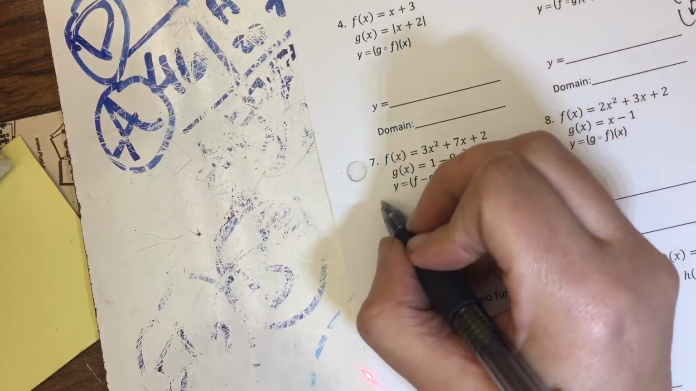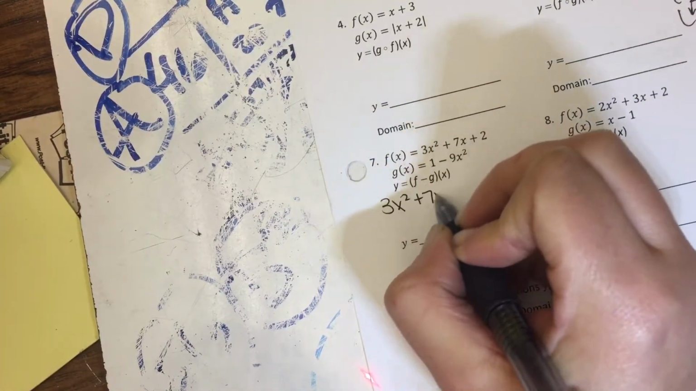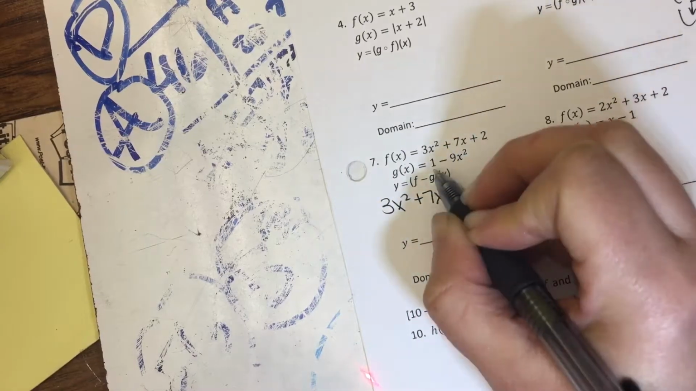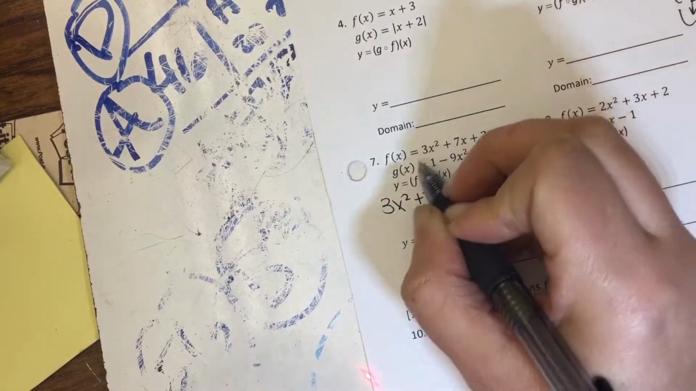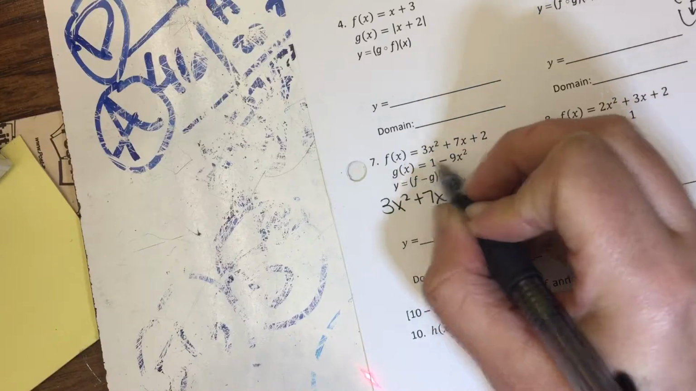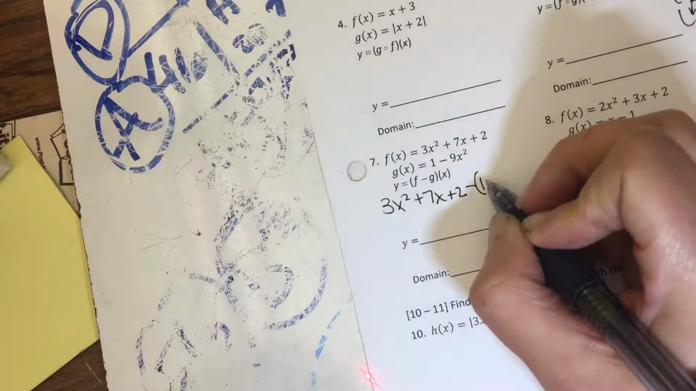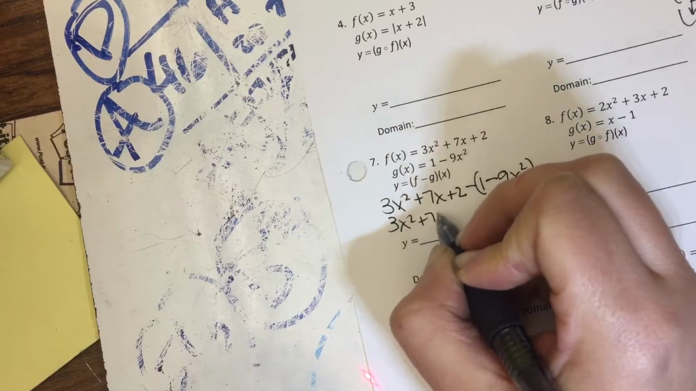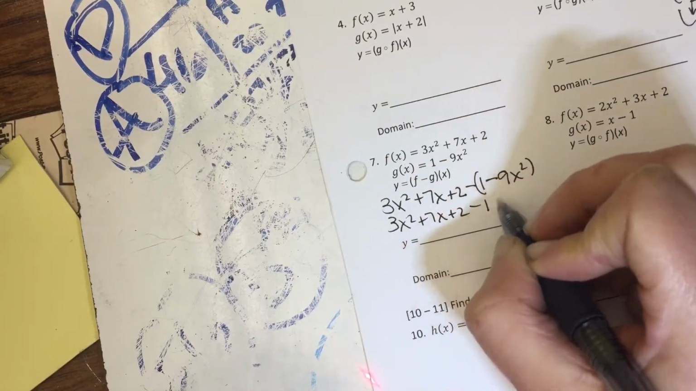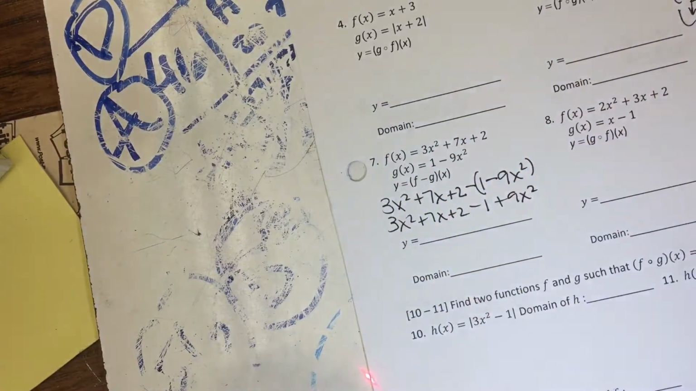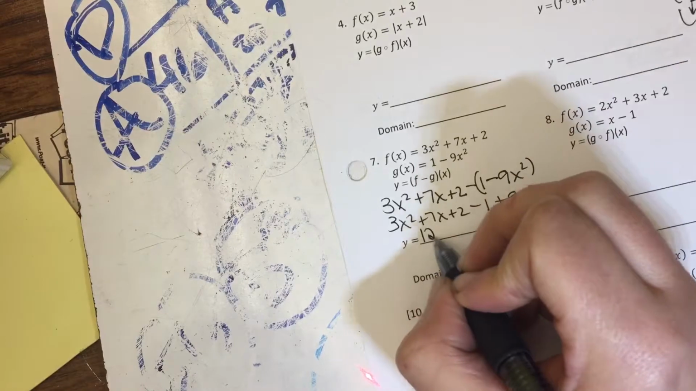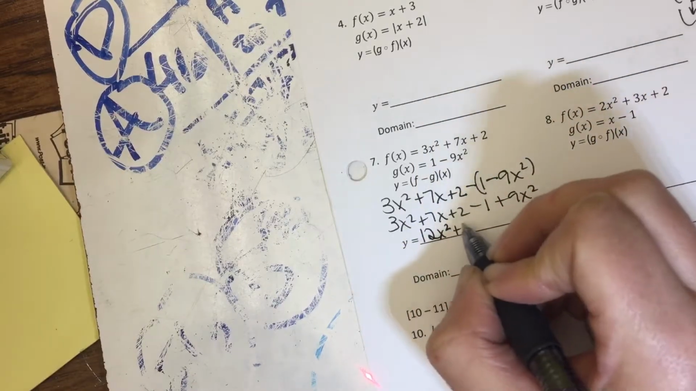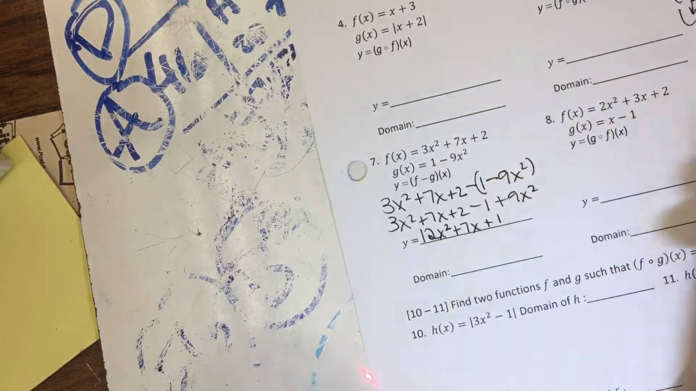Number 7. We're going to subtract. It's f minus g, so that's 3x squared plus 7x plus 2 minus the g of x. So I'm minusing the 1, and I'm minusing the 9x squared. So that'd be 3x squared plus 7x plus 2 minus 1 plus 9x squared. When I combine like terms, I get 12x squared plus 7x plus 1.